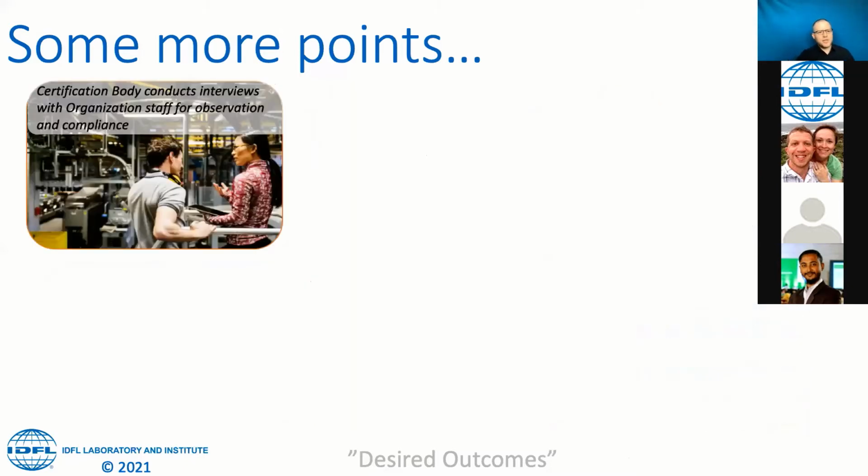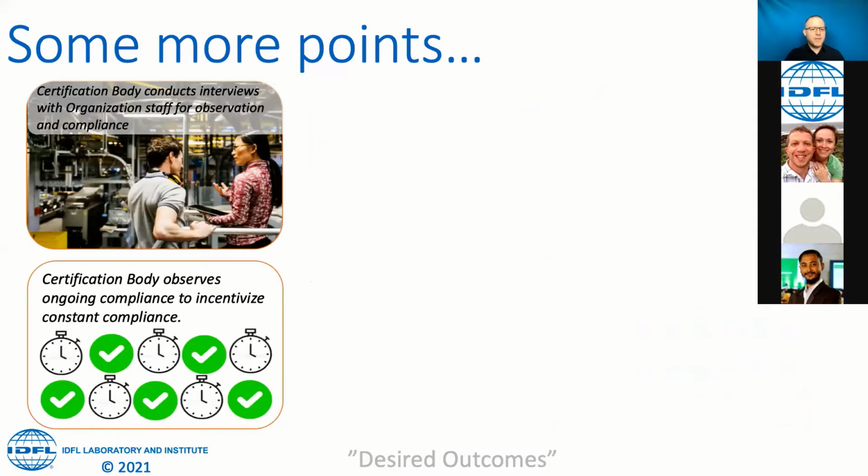Next of all, the certification body conducts interviews with organization staff for observation and compliance, which is what I was just talking about previously about the training of the staff, making sure that everybody along the supply chain understands every step of the process. The certification body observes ongoing compliance to incentivize constant compliance. The certification body must have a very tight relationship with each one of the different manufacturers.